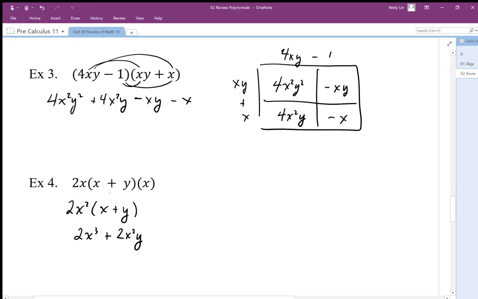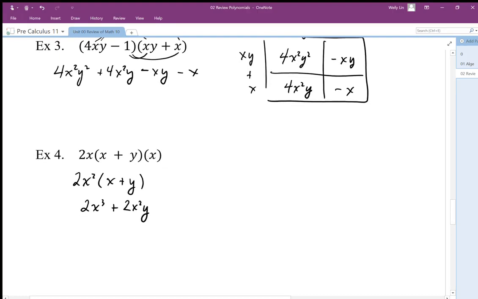Now, if I were to show this with a grid model, this would be difficult because I have 3 things to multiply. That would mean I need a length, a width, and I'd also need a height. So this would end up being 3-dimensional, which is a little bit hard to draw and interpret. So my recommendation is just to be organized with this and not have to draw your 3-dimensional diagrams.